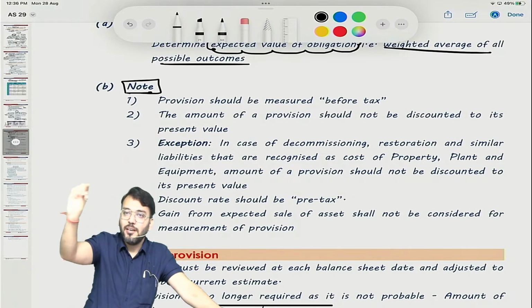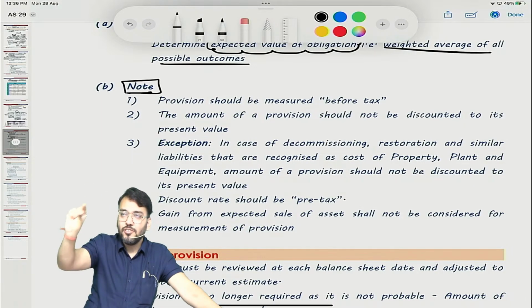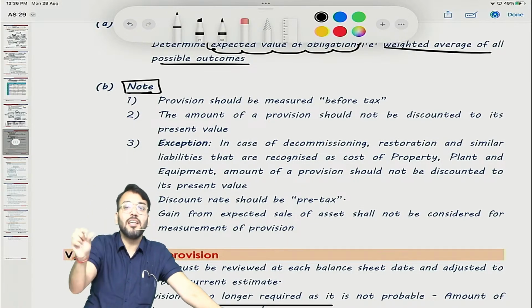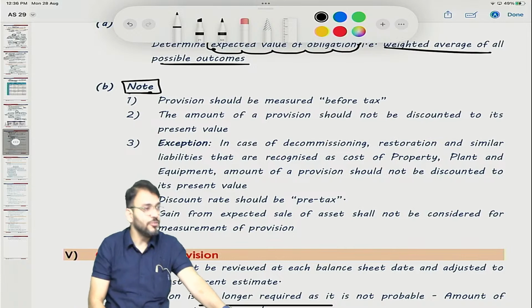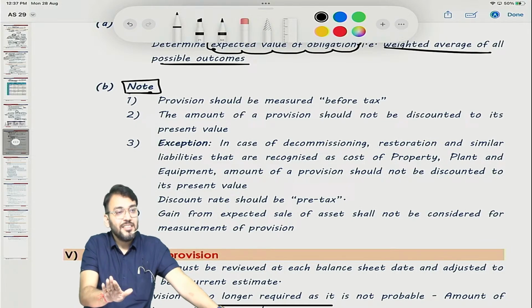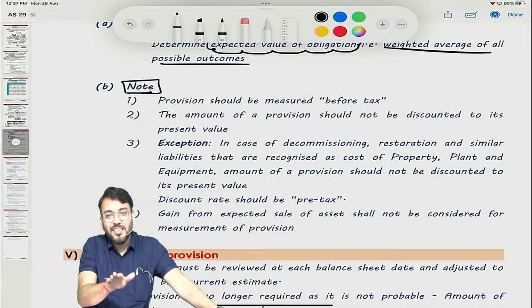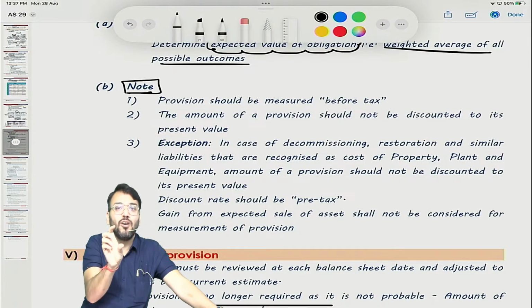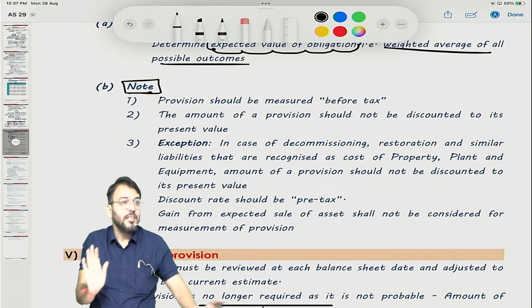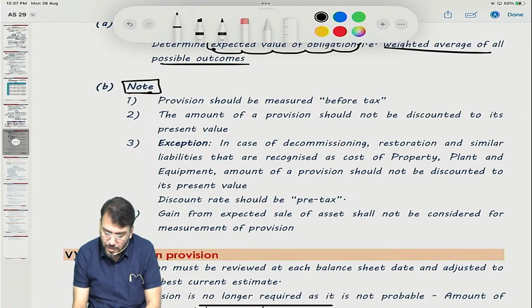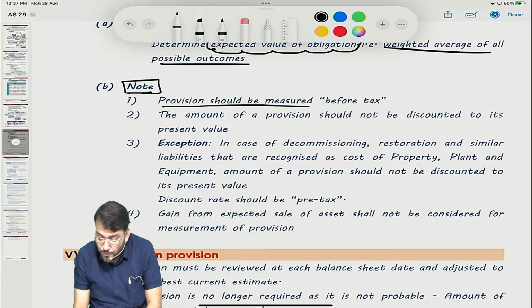Means first we write the income, then we write all the expenses. Income minus expense becomes profit before tax, and after that you calculate what? Tax. Understood? Do you know this point? So if provision is a charge to expense before tax, then the provision you are calculating, should it be a gross amount or net of tax? It should always be the gross amount. So that is the clarification given: the provision should be measured before tax.